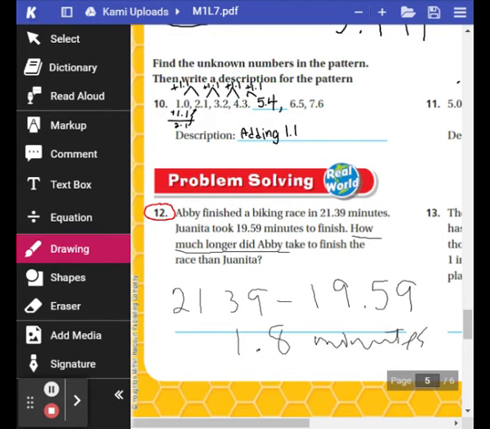Oops, I scribbled on there. That's supposed to be minutes. Sorry about that, guys and gals.